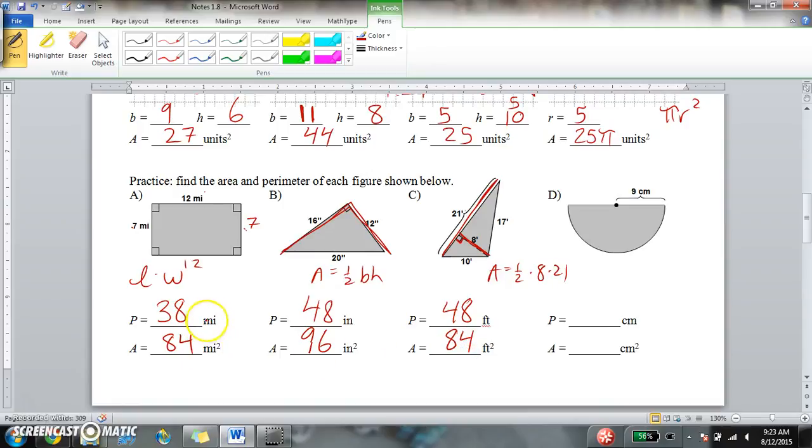Pay attention to our units here. Perimeter is always in just plain units. Area is always in units squared. Last one, this is half of a circle.